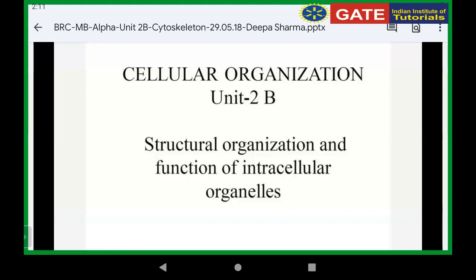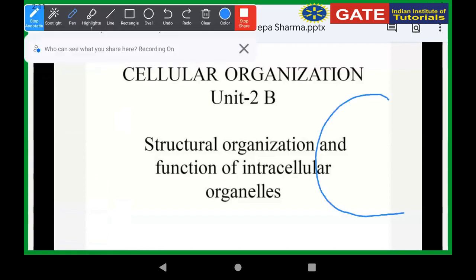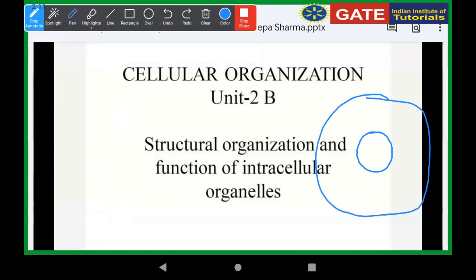And in eukaryotes, as we already studied, the nucleus is centrally placed, right? The nucleus is nearly spherical in shape. So this spherical structure of the nucleus is also due to the cytoskeleton. Ma'am, I have a question. The nucleus being a two-membrane organelle. Yes. The nucleus is a double membranous organelle.